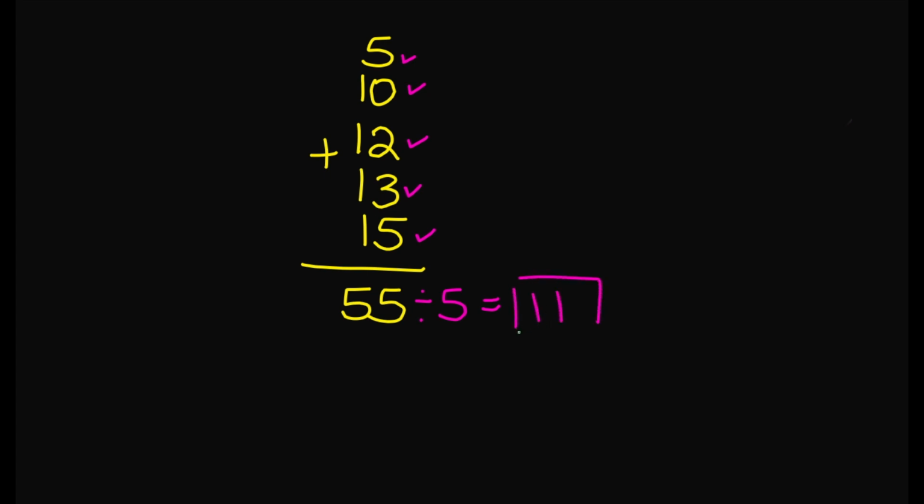Let's look at this set of numbers here. So we have 5, 10, 12, 13, and 15. If I need to find the average, I'm going to add all of these up. When I add these up, you're going to get 55. Now I'm going to divide 55 divided by the number of items I have. So the number of items I have is 1, 2, 3, 4, 5. So 55 divided by 5, this is going to equal 11. So your final answer here, your average here is going to be 11.